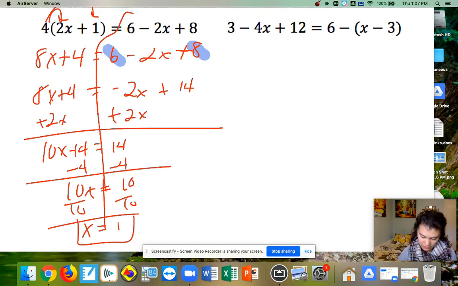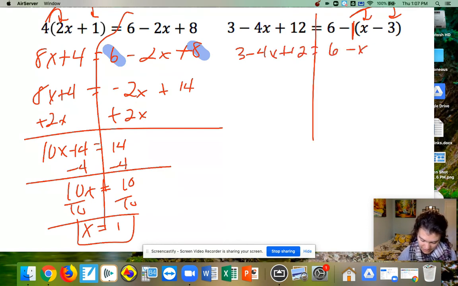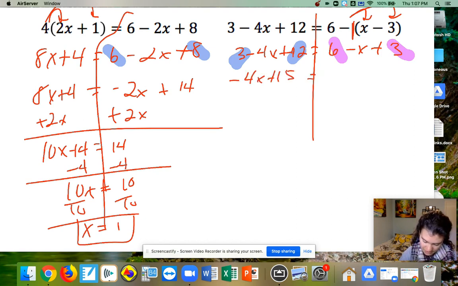All right, this one is a little different. Remember, if you have a negative, it's like there's a little 1 in front. So you want to distribute the negative 1 to both of these. So you get 3 minus 4x plus 12 equals 6 minus x plus 3. And then combine like terms. So here I can combine these two together, and I can also combine these two together, but not all of them because they're not all on the same side. So you'll get negative 4x plus 15 equals negative x plus 9.